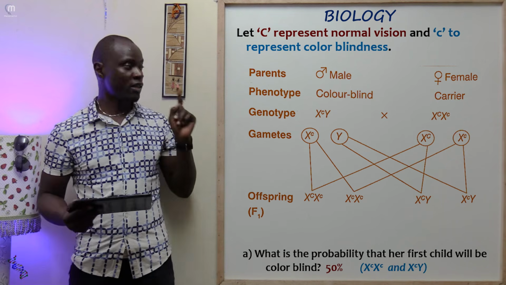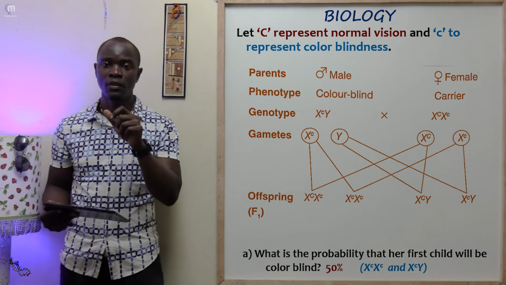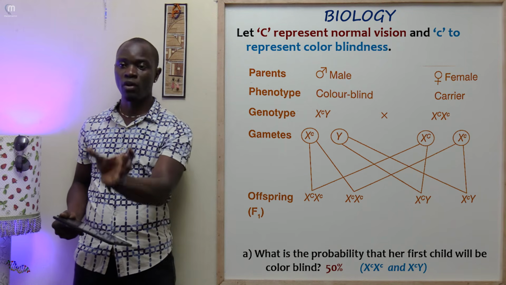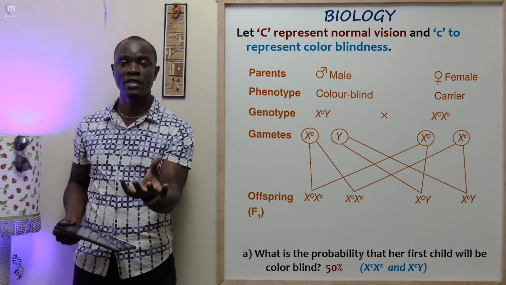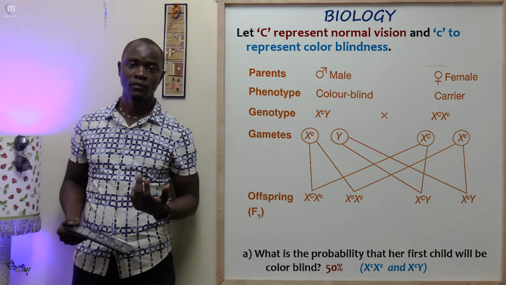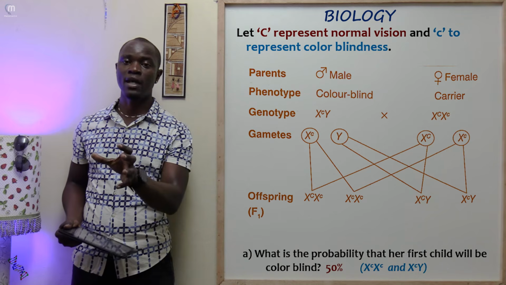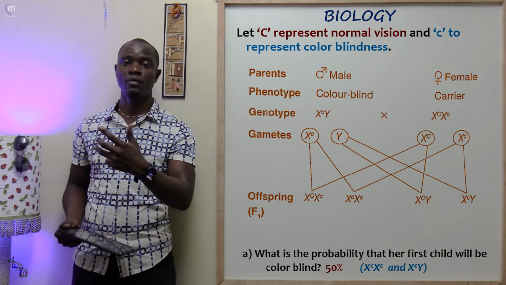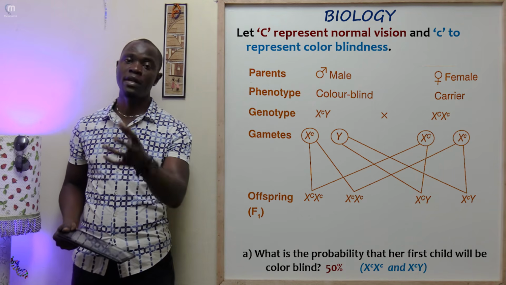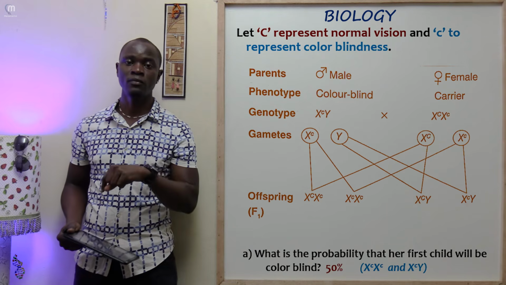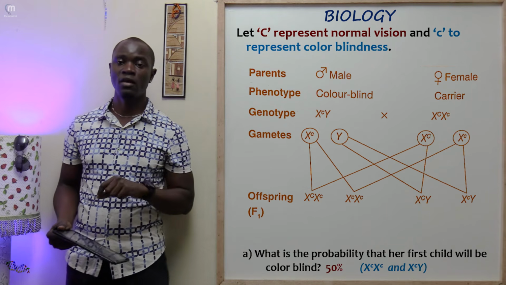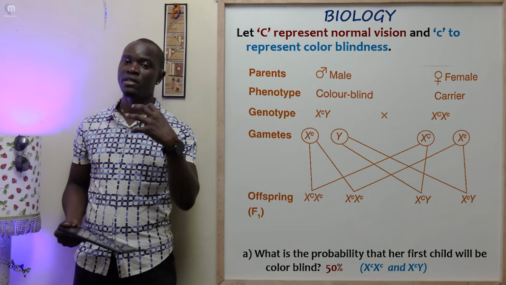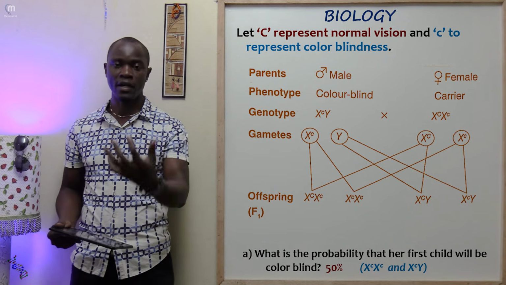So, like for the first scenario, X capital C, X small c, it means this female is normal. Physically, they are normal. In fact, they are not even colorblind. That is the first scenario. They are not colorblind. But in their genes, they have the gene for getting an offspring who is colorblind. So if they get an offspring right now, chances are very high that the offspring they're going to obtain will be colorblind. That is what it means by someone being a carrier.